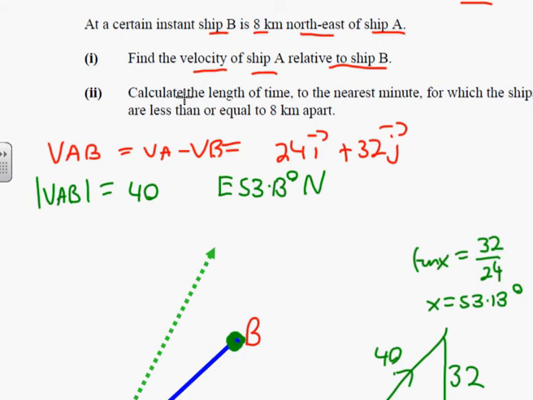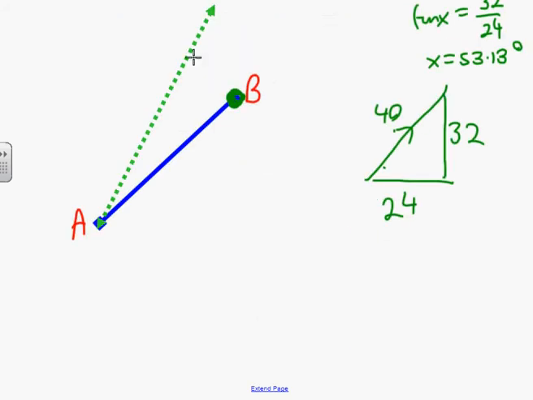It wants to calculate the length of time to the nearest minute for which ships are less than or equal to 8 kilometers apart. Okay, so this here would be your closest distance, a 90-degree angle straight down. The 90-degree angle being here. Is everybody right with that? Oh, wait a second. No, we got that wrong. The 90-degree angle being here. I haven't done this in a while. That would be the shortest distance if we're asked a shortest distance question. We're not being asked a shortest distance question.